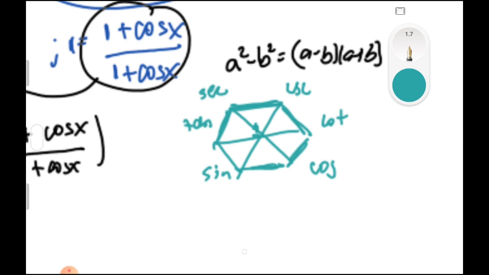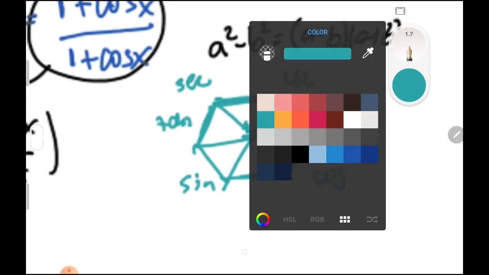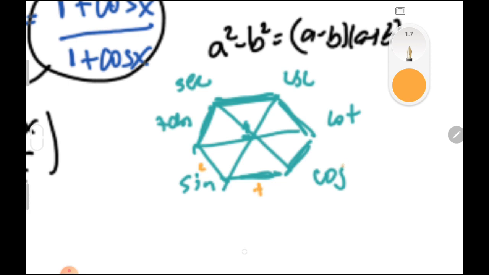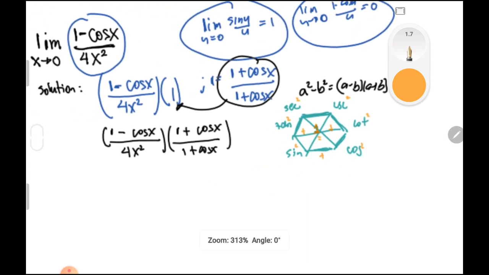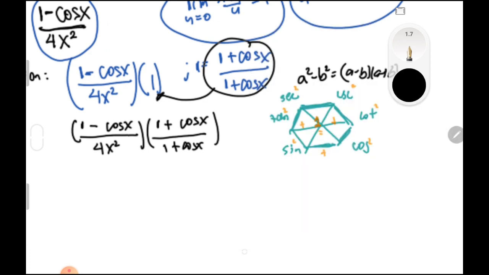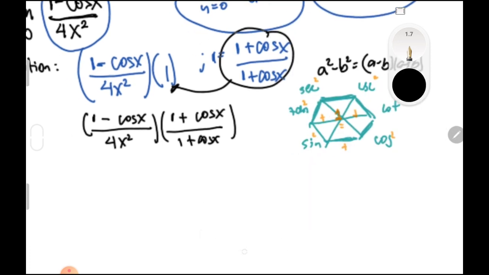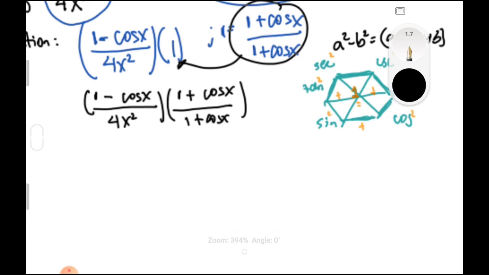By using the Pythagorean identities, sine squared plus cosine squared is equal to 1. If you add tan squared plus 1, we'll have a value of secant squared. If you have 1 plus cotangent squared, we'll have a value of cosecant squared. You can see the value of it in this example.